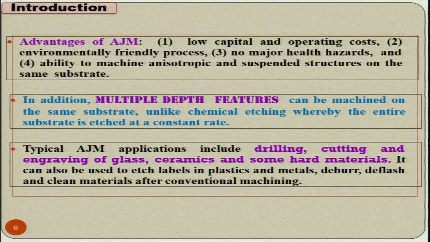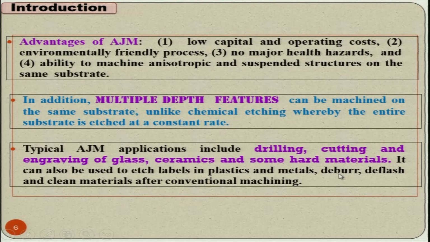Typical AJMM applications include drilling, cutting and engraving of glass, ceramics and some hard materials. You can see that different kinds of operations can be performed by this process, because drilling, cutting etc. are different kinds of operation using abrasive jet micromachining. It can also be used to etch labels in plastics and metals.